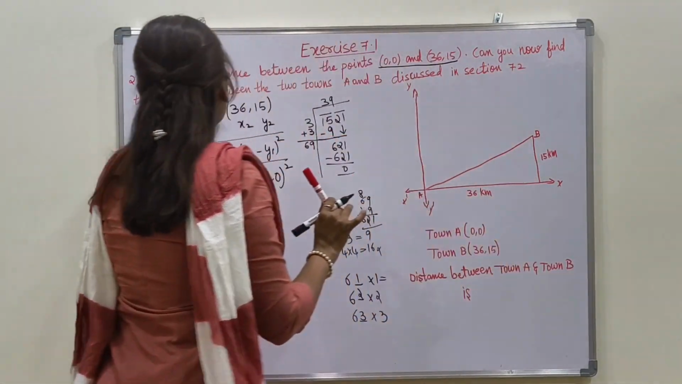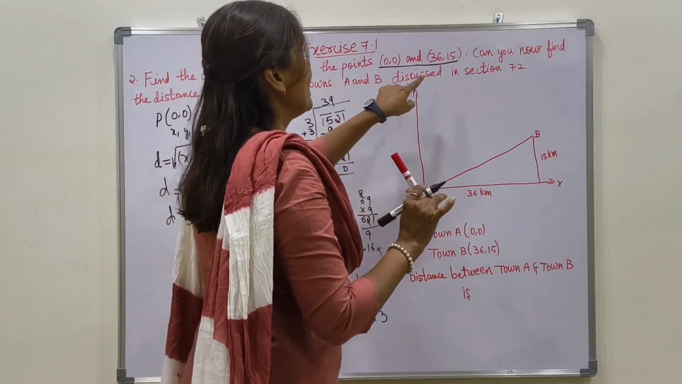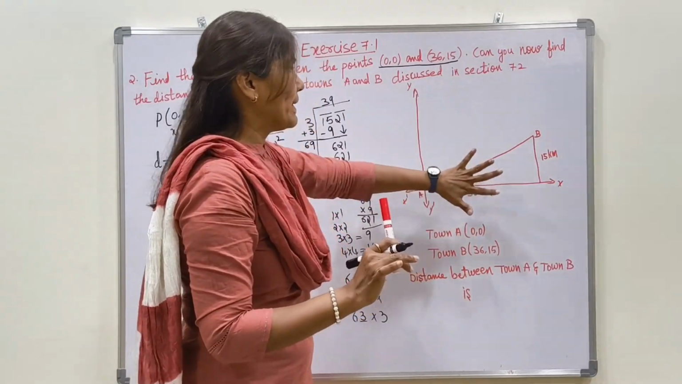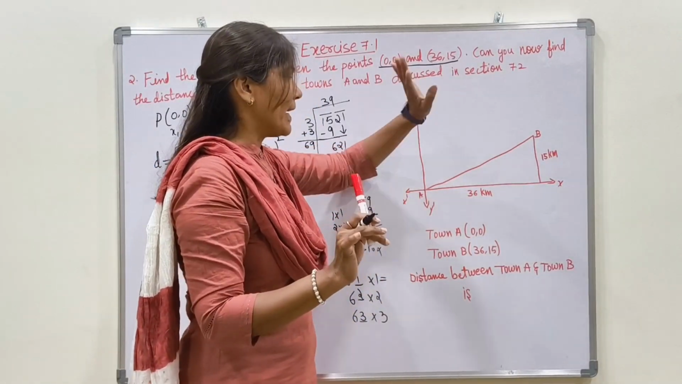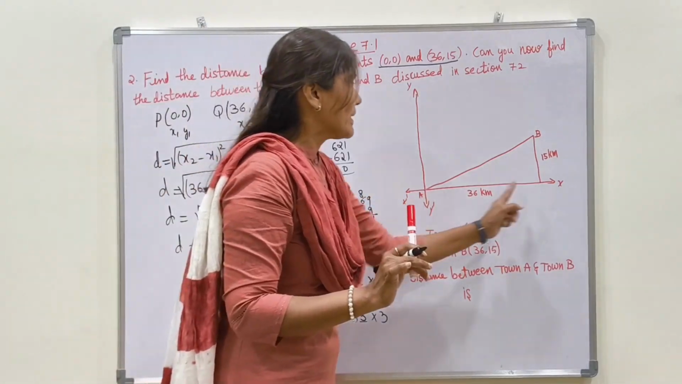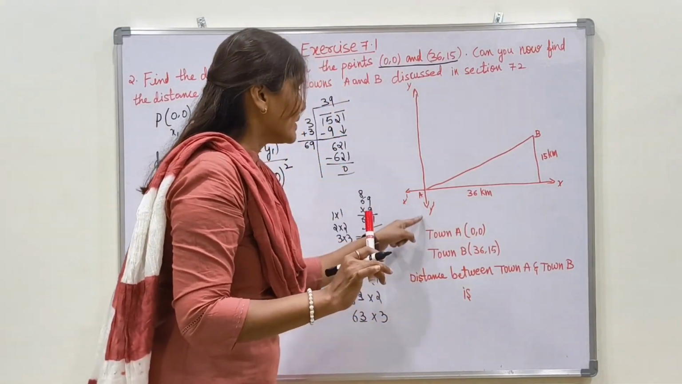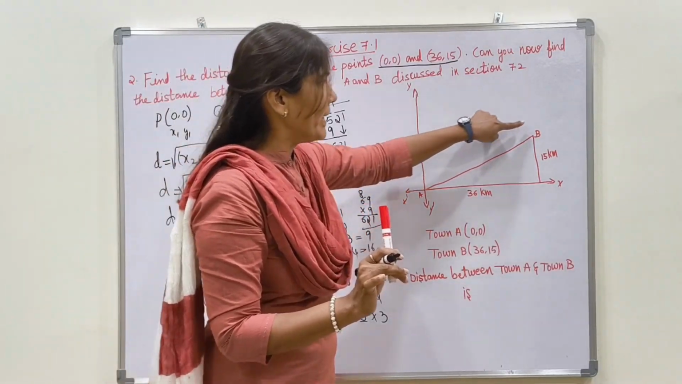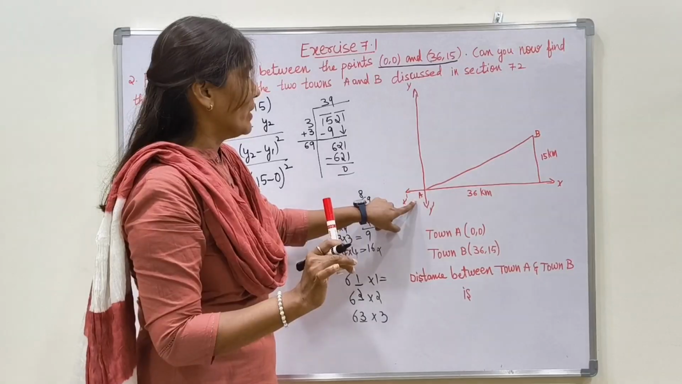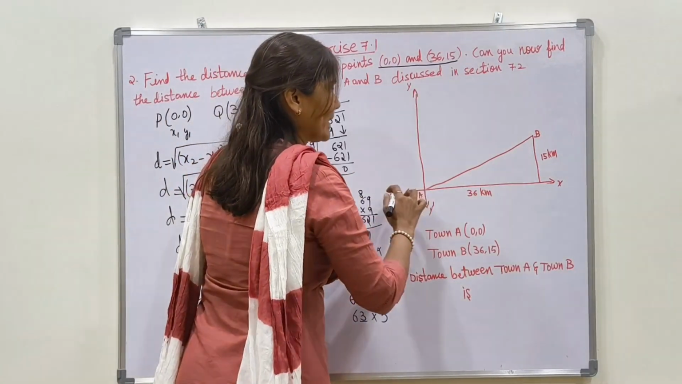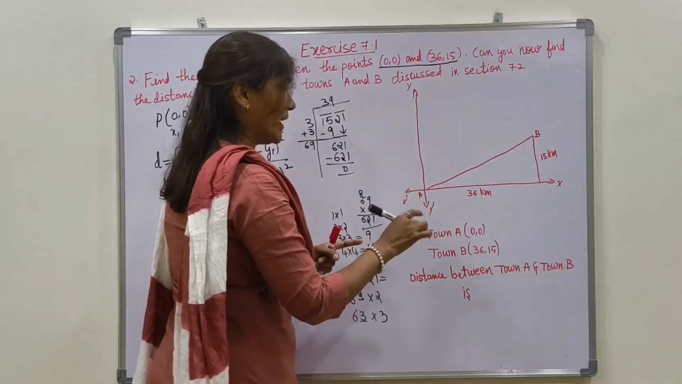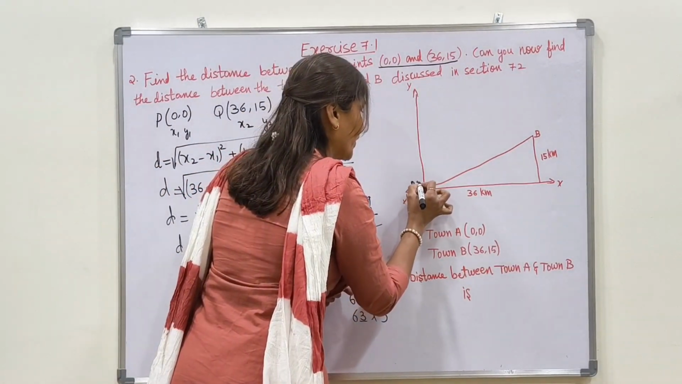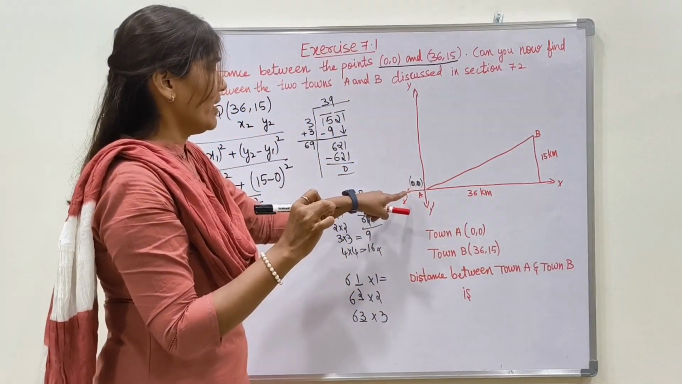Can you now find the distance between two towns A and B discussed in section 7.2? In 7.2 of the textbook, this diagram is there. What is the diagram? Observe, this is the x-axis, this is the y-axis. Two towns are there, town A and town B. This is the origin. What are the coordinates of the origin? Here 0, 0.